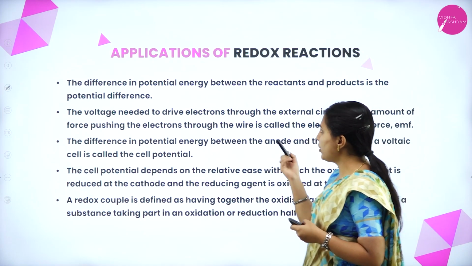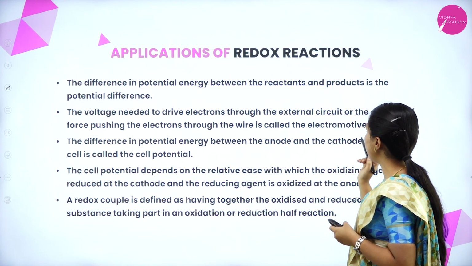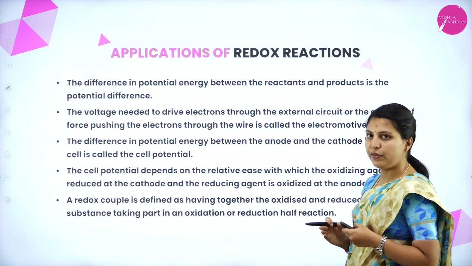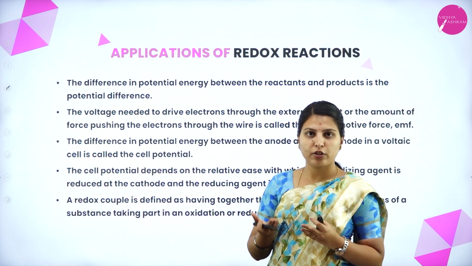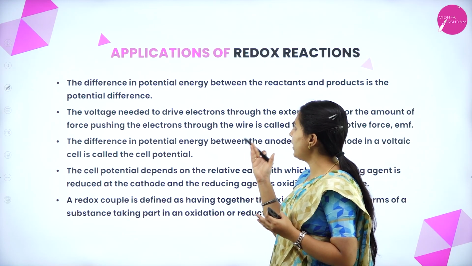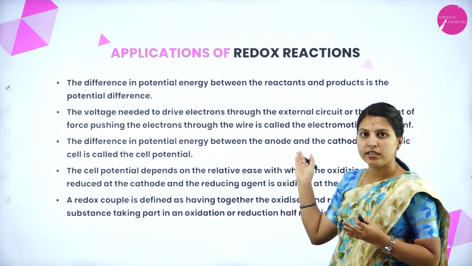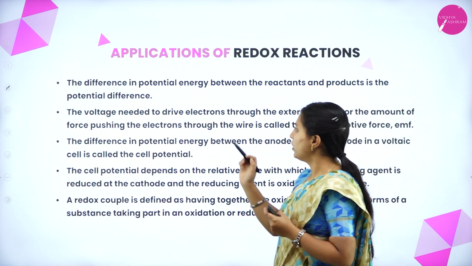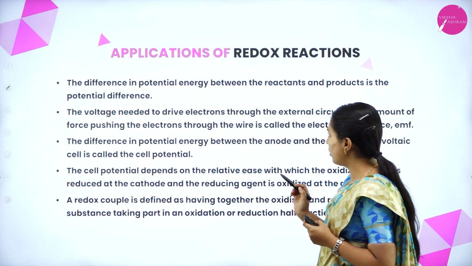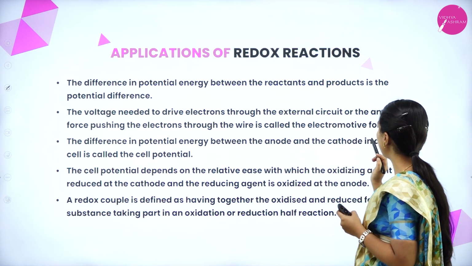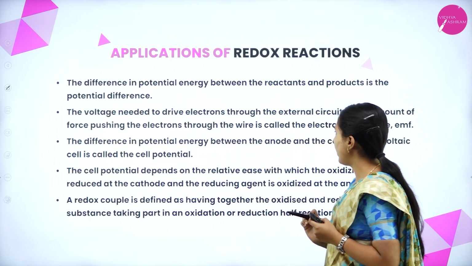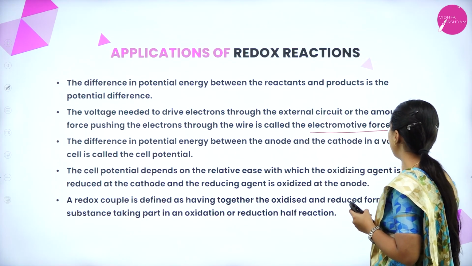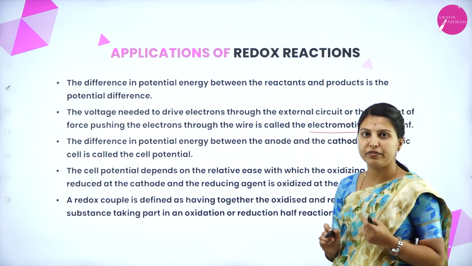The difference in potential energy between the reactants and products is the potential difference. Potential energy, that is electrode potential, you already know. The difference between the reactants and products is called potential difference. The voltage needed to drive electrons through the external circuit, or the amount of force pushing the electrons through the wire, is called electromotive force, that is EMF.